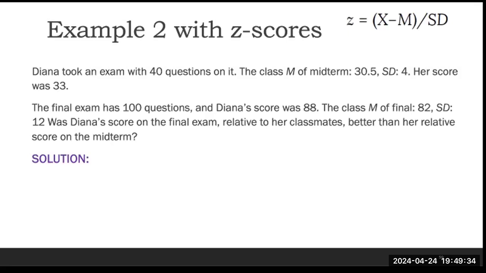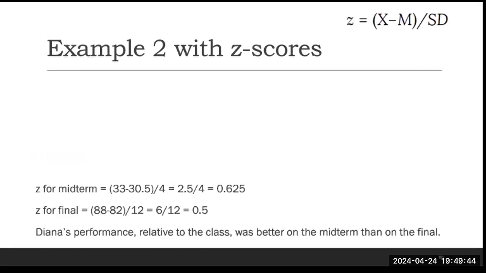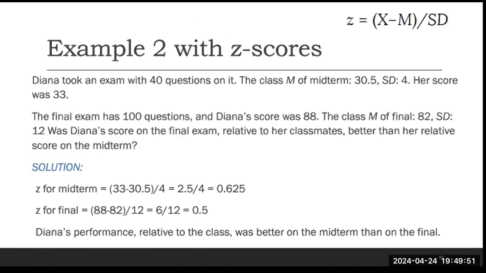But so same idea, you're going to calculate the z-score for both, right? You're going to calculate the z-score for the midterm and you'll calculate the z-score for the final. So whoops, I kind of messed that up. Okay, z-score for the midterm. I think there it is. There's all the information. Okay. Her score was 33. The class average was 30.5. You divide by the standard deviation. And so it's 2.5 divided by 4. She was 0.625 standard deviations above the class.